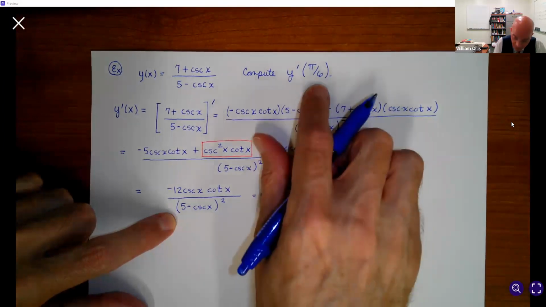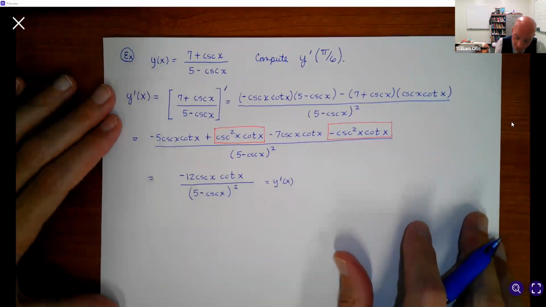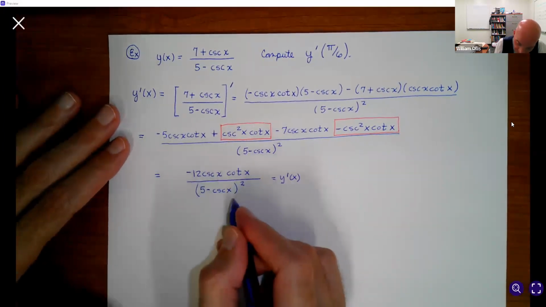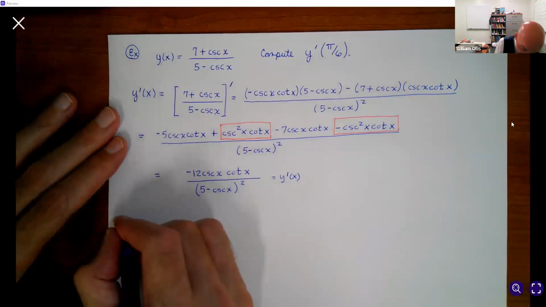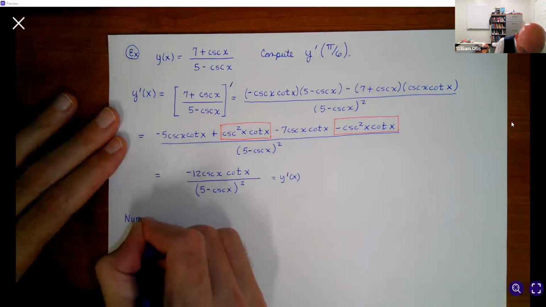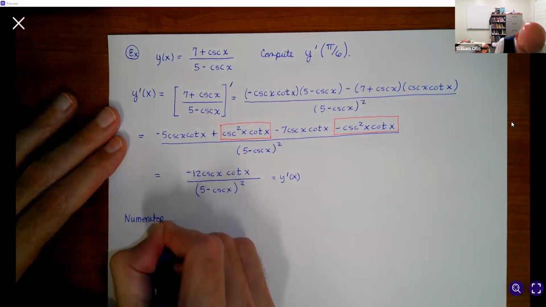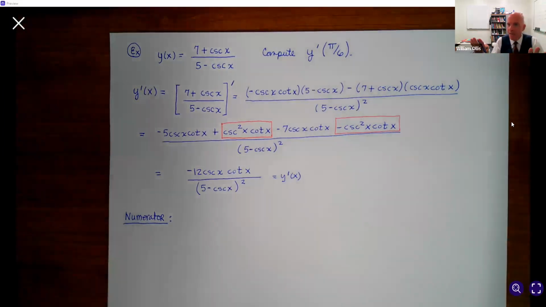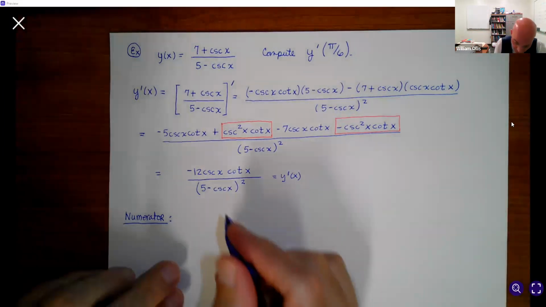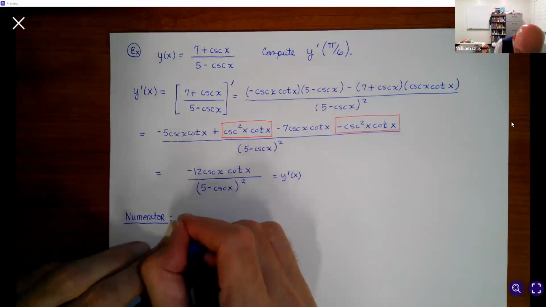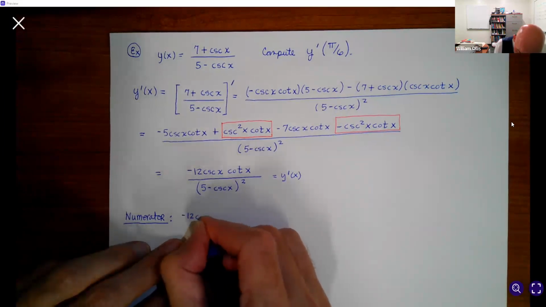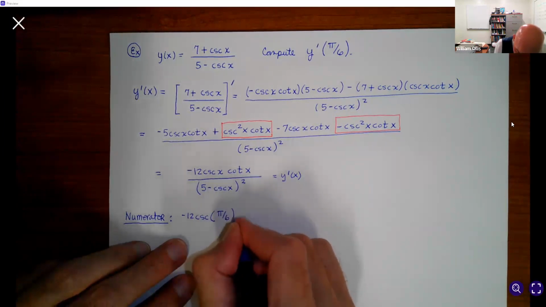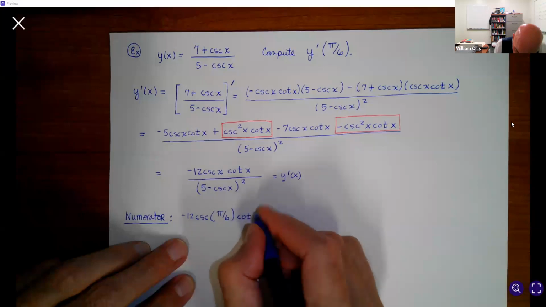So now we need to make the evaluation. Now, usually it's simpler if you just break this up into pieces. So we can look at the numerator and then the denominator and then put them together. So here we have the numerator. Lots of times it's better if you don't try to look at everything. Like when I teach integration, break the problem down into pieces so that you have better organization. So we'll have negative 12 cosecant at pi over 6, cotangent at pi over 6.